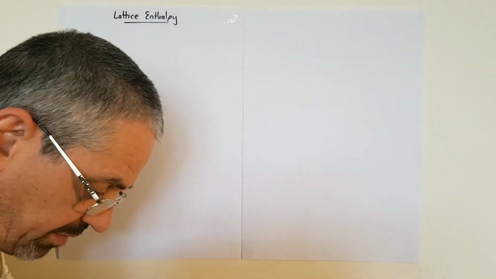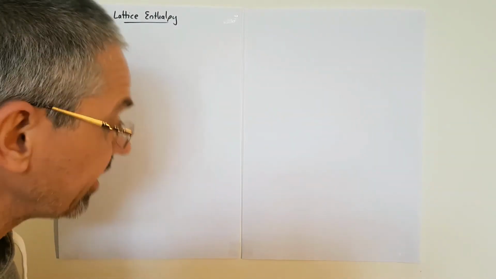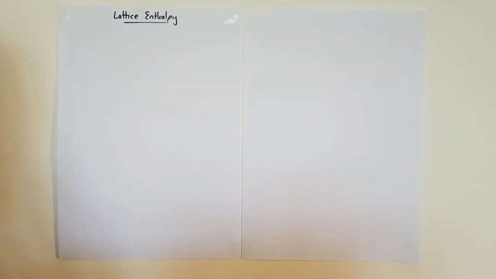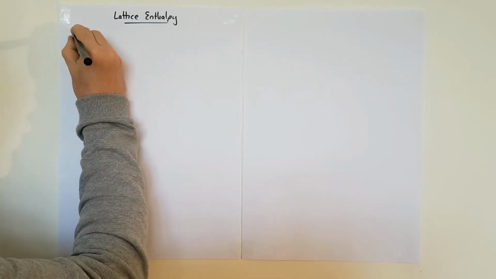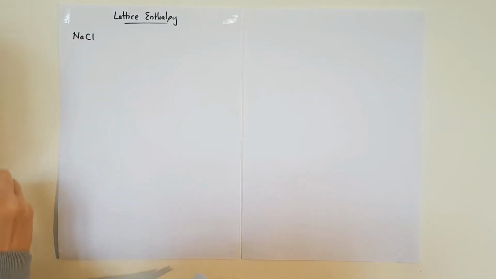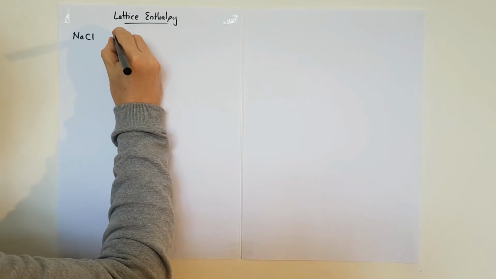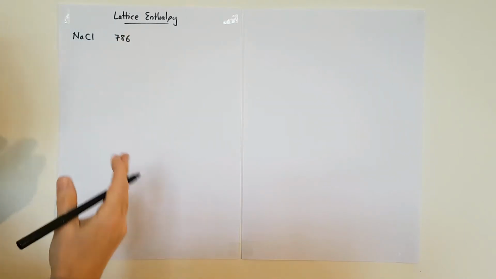So I just want to look a little bit in more detail at this thing called lattice enthalpy or lattice energy. Let's just do some comparisons, shall we? So the lattice enthalpy for sodium chloride is 786. What are we talking about here?